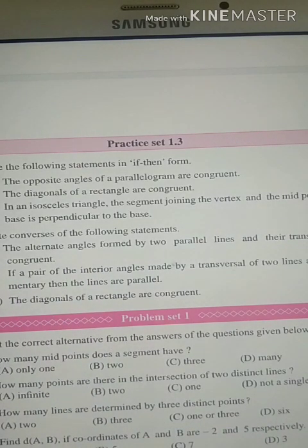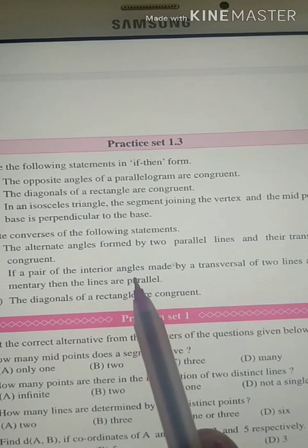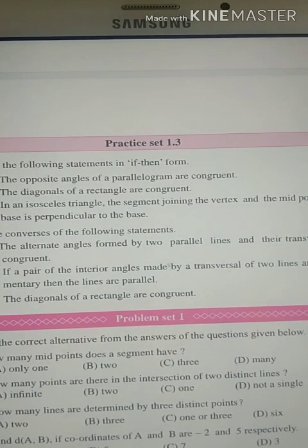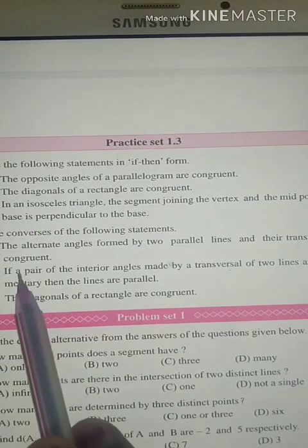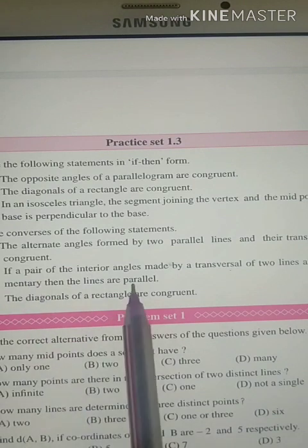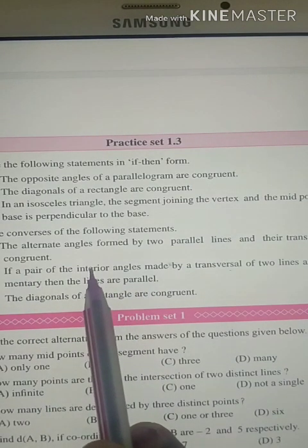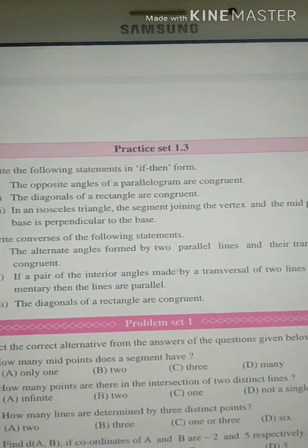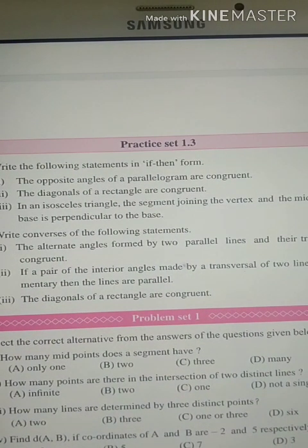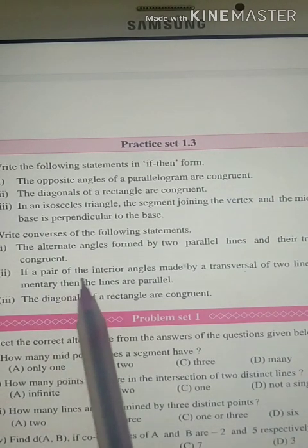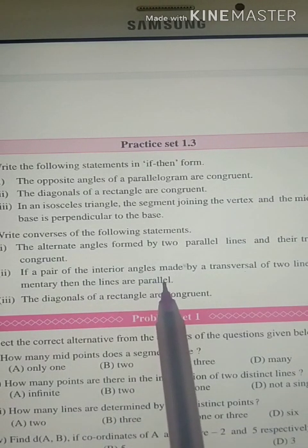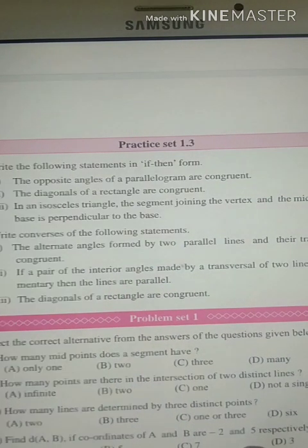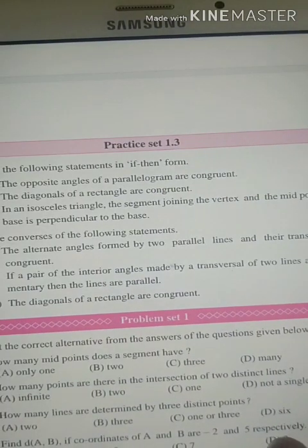Now the second one. If a pair of interior angles made by a transversal of two lines are supplementary, then the lines are parallel. Now this is very simple because it is already given in "if" and "then" form. You just have to reverse it. The part coming after "then" you will write first. So how will you write it? If the lines are parallel, then the pair of interior angles made by a transversal of two lines are supplementary. Simple.